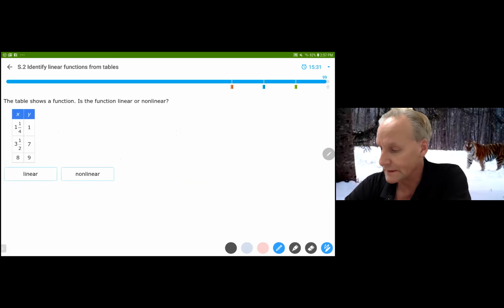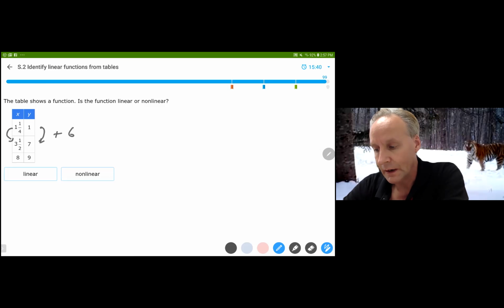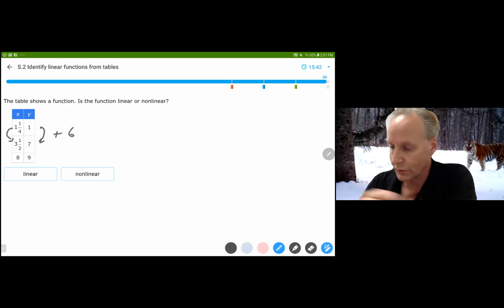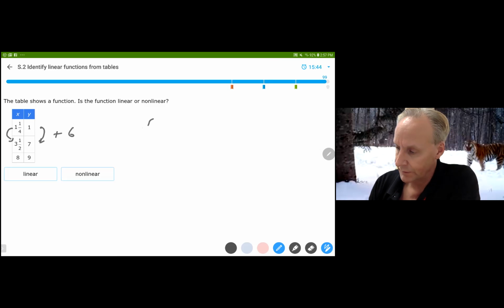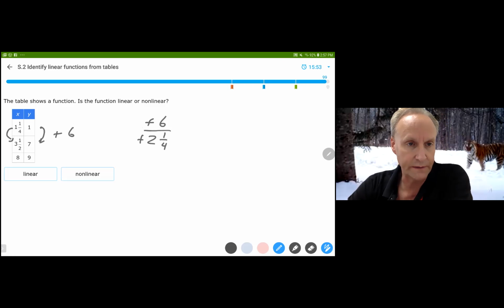And looks like we have one last one. From 1 to 7, I went up 6. From 1 1/4 to 3 1/2, hopefully everybody can see I went up 2 1/4. So this is positive 6 over 2 1/4. I'm going to see if I can think of a better way to do this later and maybe include it with another video or something.